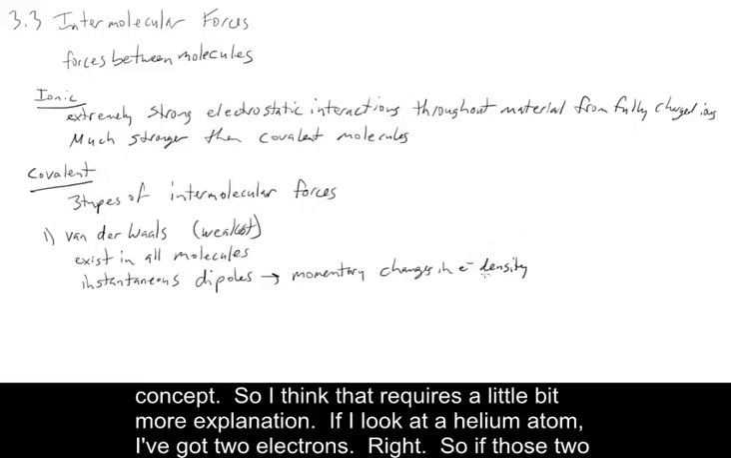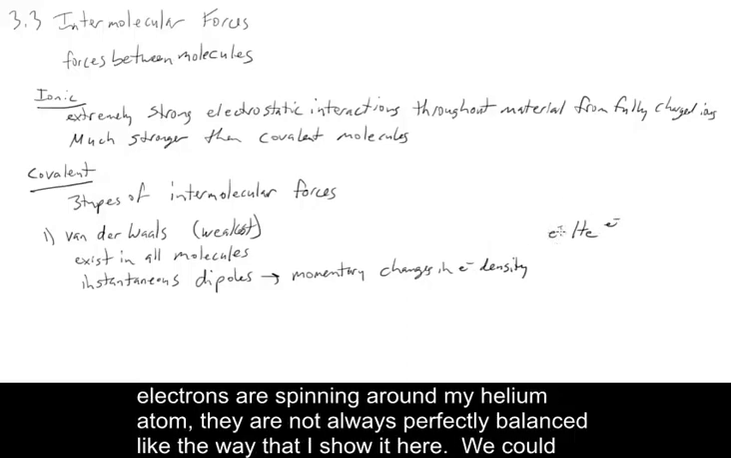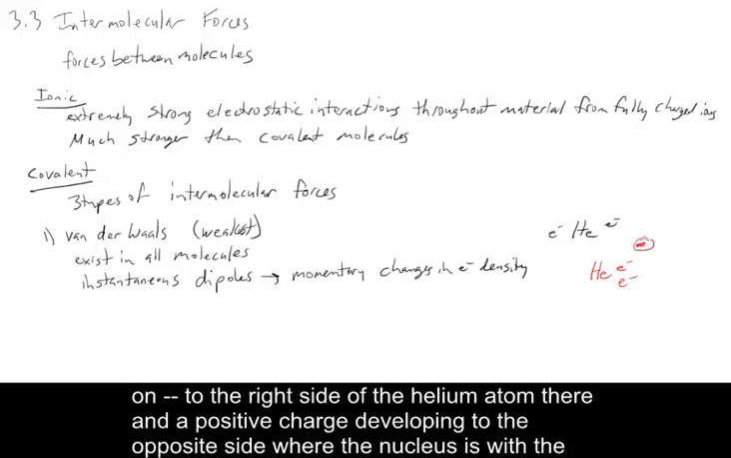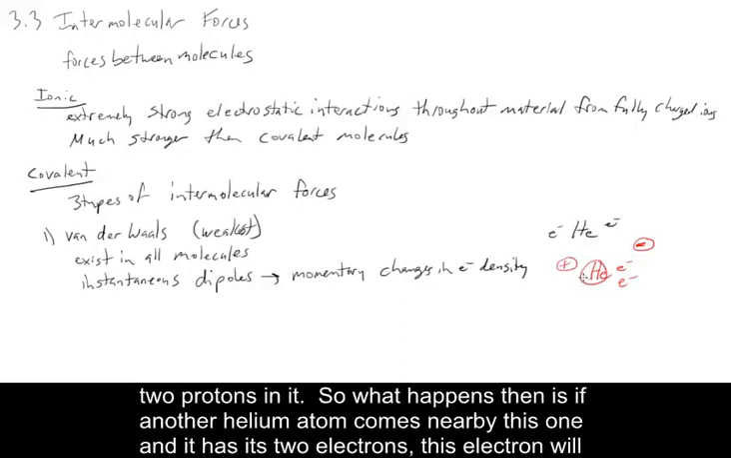If I look at a helium atom, I've got 2 electrons. Right? So if those 2 electrons are spinning around my helium atom, they are not always perfectly balanced like the way that I showed it here. We could have a time when both of the electrons are on the same side of the helium atom. If that happens, there's a negative charge developing on to the right side of the helium atom there, and a positive charge developing to the opposite side where the nucleus is with the 2 protons in it.